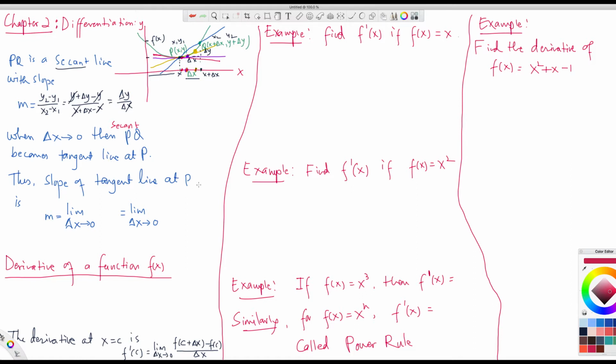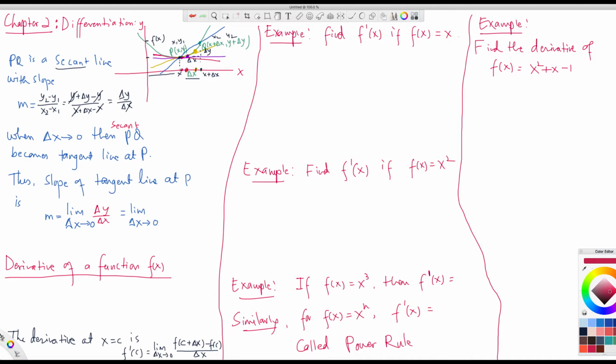The slope of the tangent line at P, in that case, will be m equals the limit as delta x tends to 0, meaning we are taking delta x very small, right? This is exactly the same slope, because that point is (x, y) and that pink point is (x plus delta x, y plus delta y), and the slope will be exactly the same. So it will be delta y over delta x. This is the slope of the tangent line. Okay, so in terms of x and f(x), if you write this using f(x), so x is the x, right?